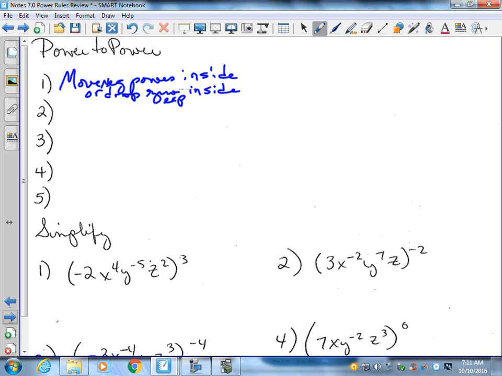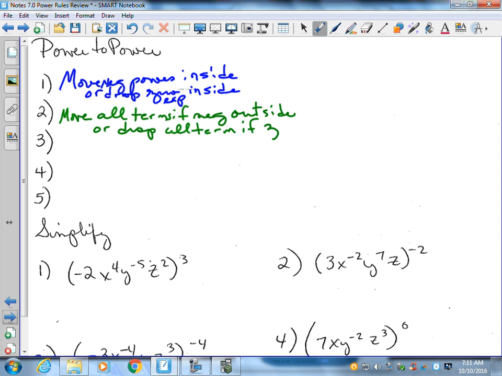But then we want to focus on the outside, and we want to move all terms if negative outside, or what if the outside is 0? We should probably think about that as well. So we're going to move all terms if it's negative on the outside, or we're going to drop all terms if 0, which makes the answer to the question 1. Okay. So let's start off with these rules, and then we'll kind of see where we can go from there.